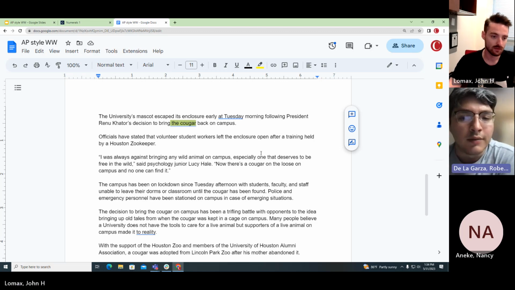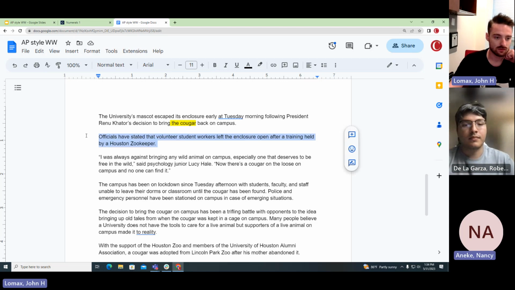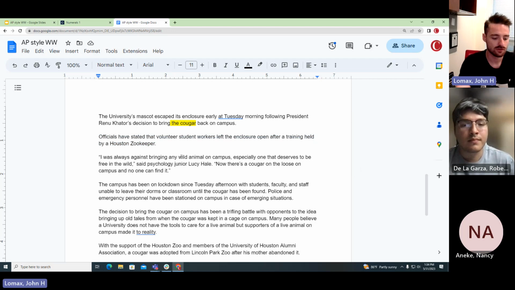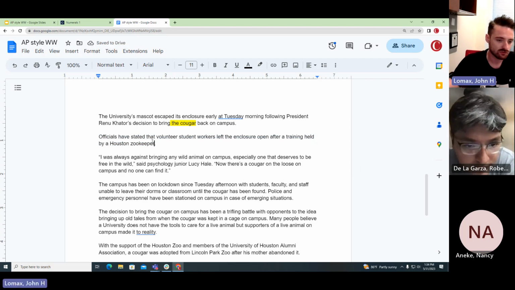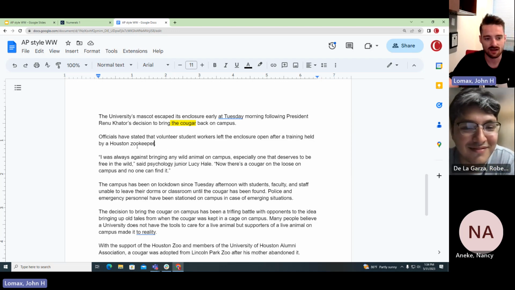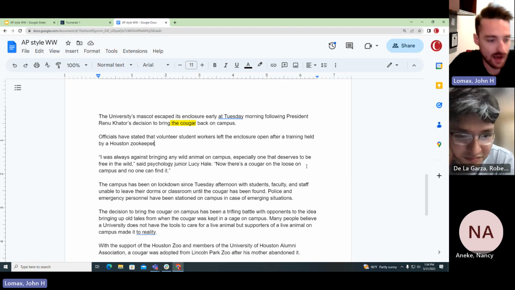Okay. But yeah. Zookeeper shouldn't be capitalized. That's correct, it should not be. Now, if this was Houston, Maine zookeeper so and so, and it was before a name, then yes, it would be capitalized. But you're correct, Nancy. This is not capitalized, or should not be here.